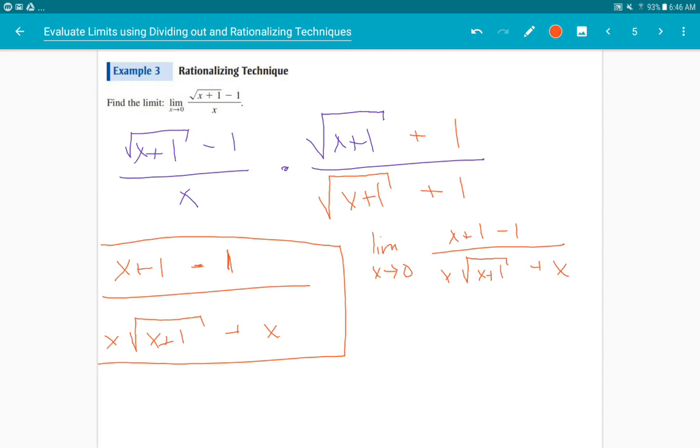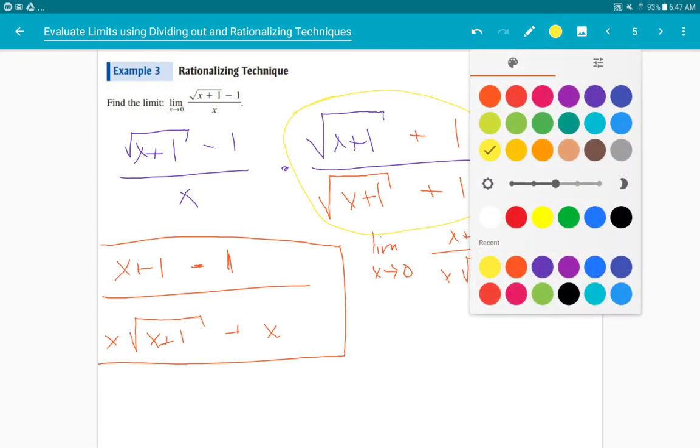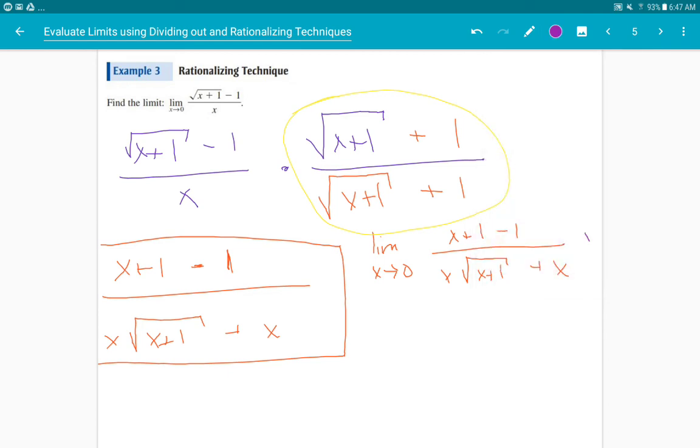Because all we did here was multiply by 1, the value of the function stays the same, so the graph is going to look the same. It's just that we wrote it in a different form, okay? So if we evaluate the limit of what we simplified to here, we're still going to get the same limit as the original function. It's just that when we first plugged it in using direct substitution, we got an indeterminate form.